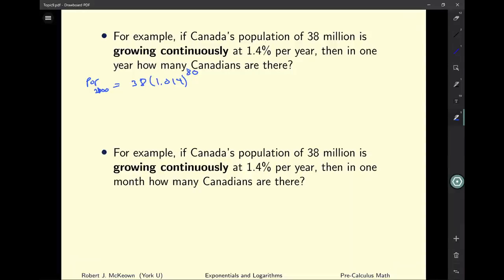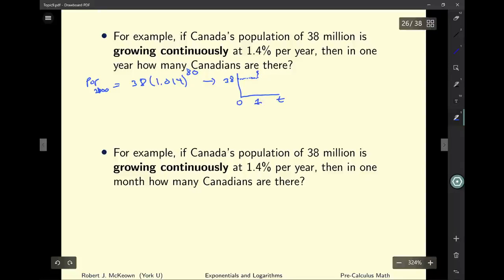And the problem with this is that if I graphed it the way it's being calculated, with t here and the Canadian population, and let me put a 1 here, 0 here, the Canadian population is 38 million, and then it jumps. And it jumps to 38.5 million after 1 year. So this is non-continuous growth.